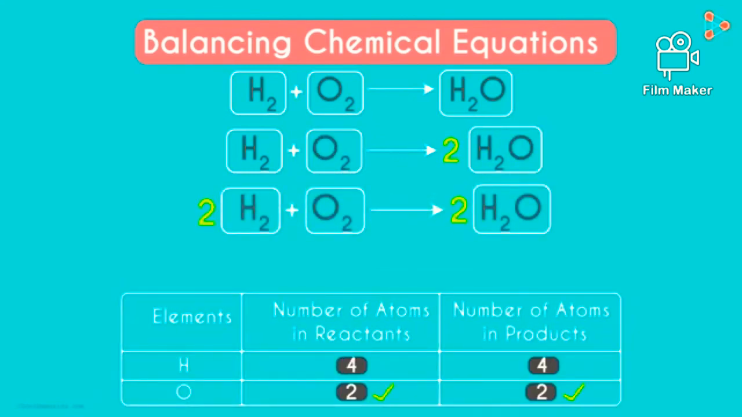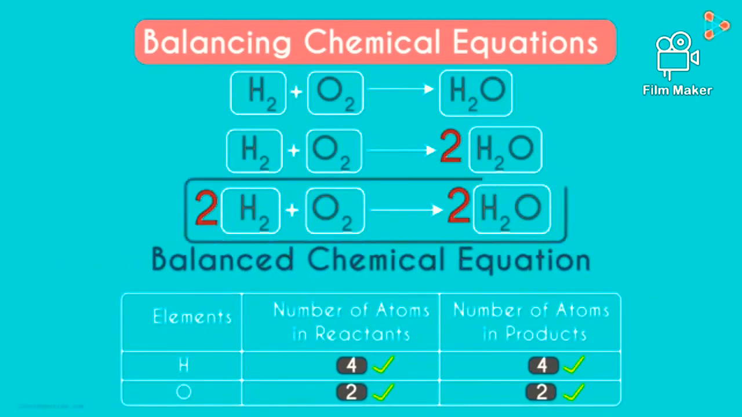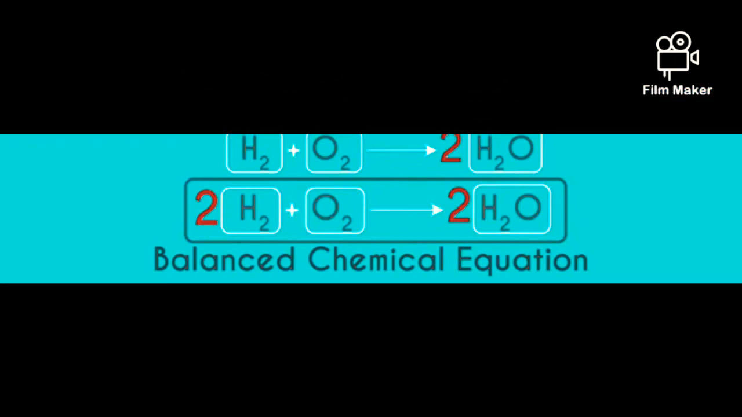Step 4. Try to equalize all the atoms of elements on the reactant and product side by adding a coefficient in front of it. Now, all the atoms of elements are equal on both sides. And it's the balanced equation.